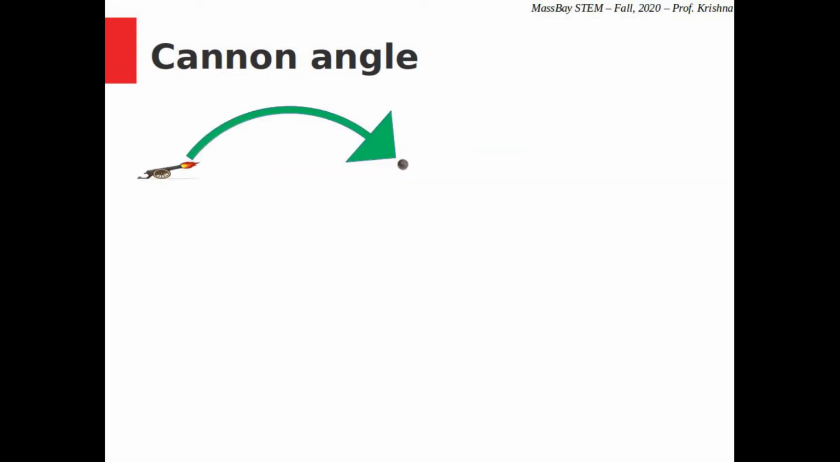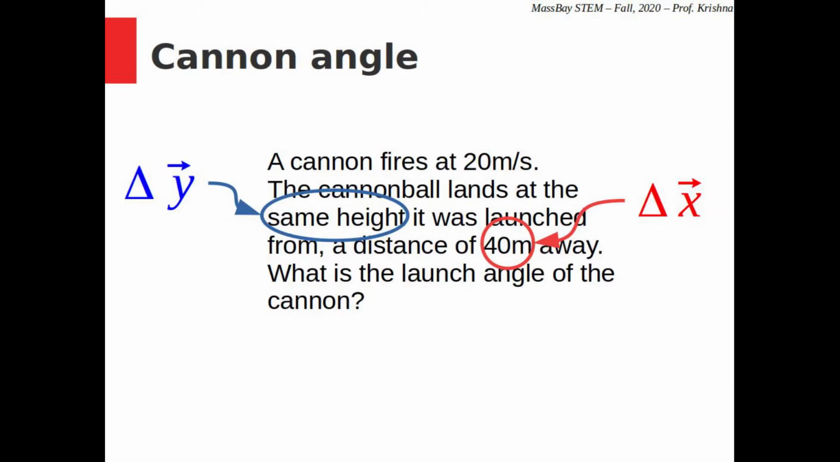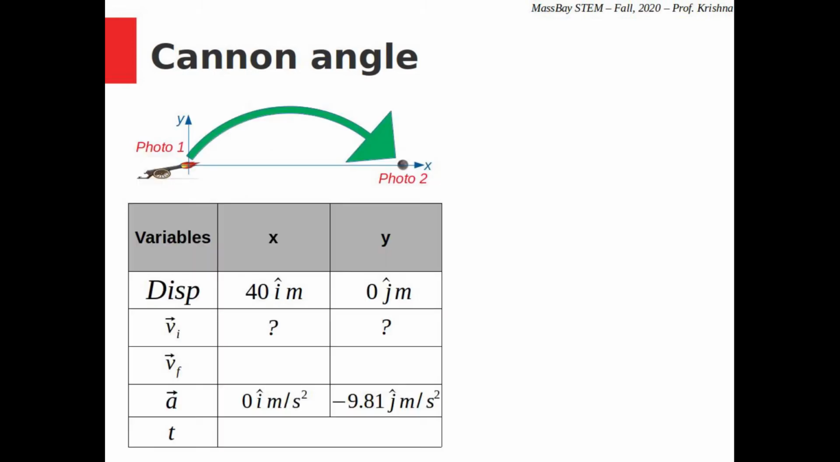Again, we'll start this question by setting up a picture. Photo 1 will correspond to a nanosecond after launch, and photo 2 to a nanosecond before it lands. We will set rightwards as positive x and upwards as positive y. The unknown is the launch angle, the angle of the initial velocity. The initial velocities in x and y are unknowns. The knowns are the displacement in x and y and the accelerations in x and y.